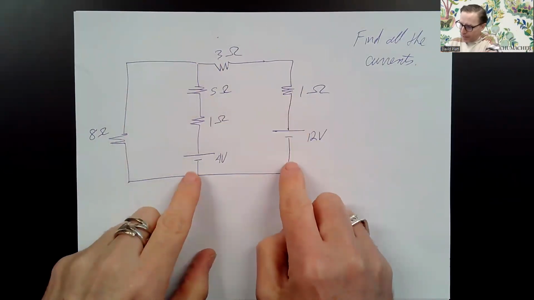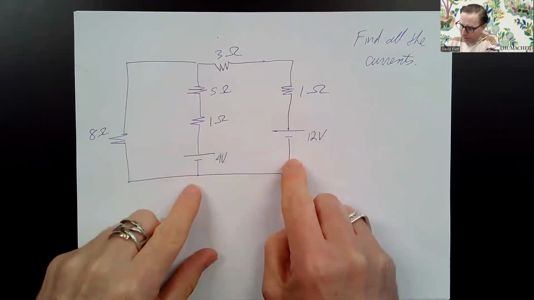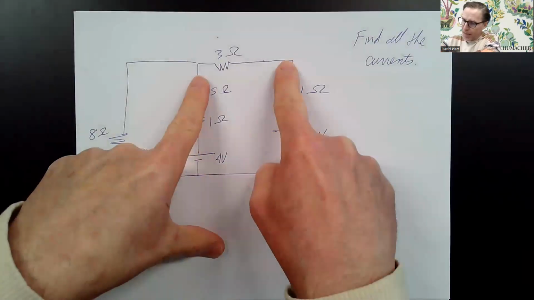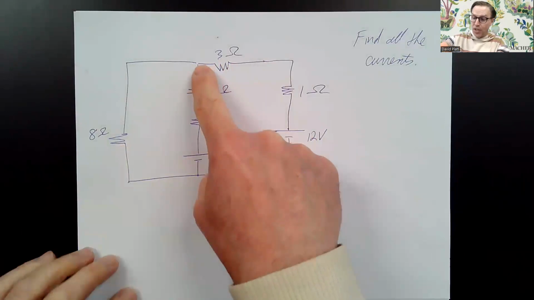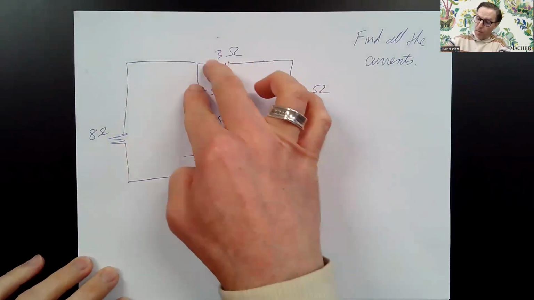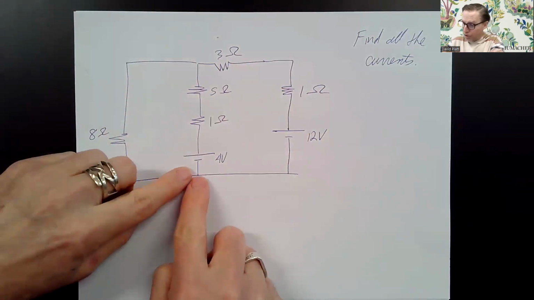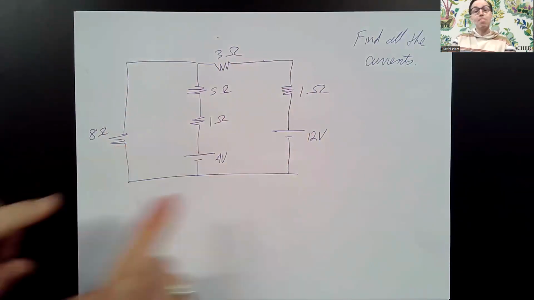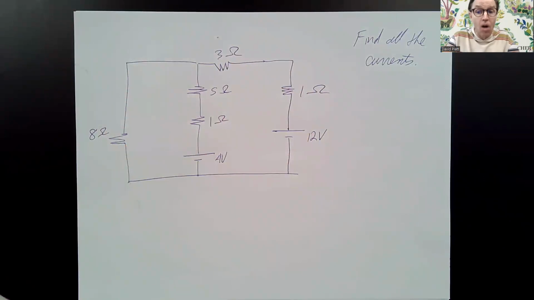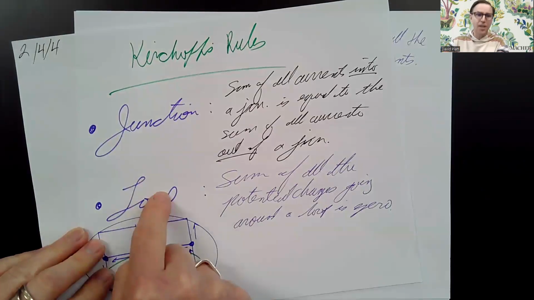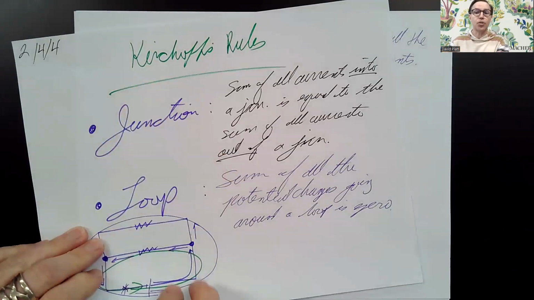So these batteries tend to make current go through them in this direction. And then they come together at this junction. And so these two currents probably come together and give me this other current. And then at this junction, those currents would split. So let's see if we can solve this problem using the loop rule and the junction rule, Kirchhoff's two rules.